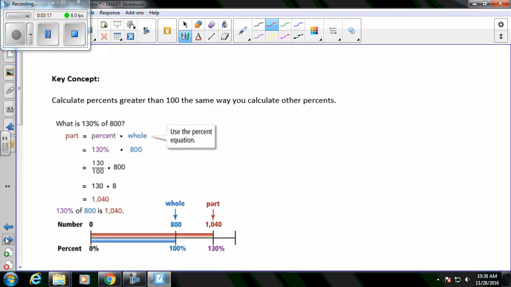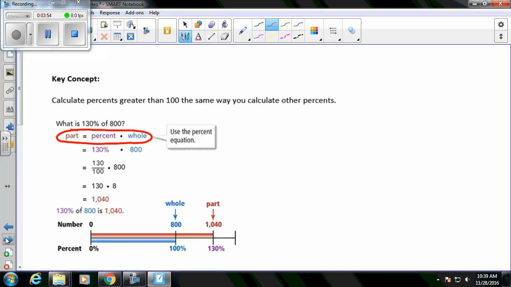For this next visual here, this is a little bit different than your notes. I decided at the last minute to change it. Calculating a percent greater than 100 is the same way we calculate other percents. Okay? So let's cross out what we have, and let's write this down. Remember this, the part equals the percent times the whole. Okay? So my part is what I'm looking for. My percent is 130%, or 130 over 100, times 800.